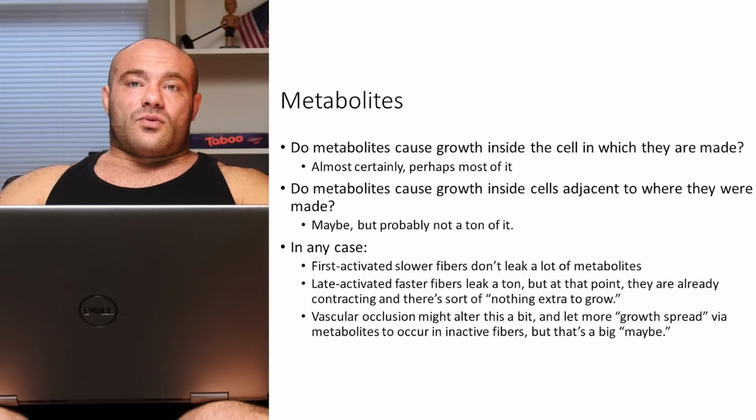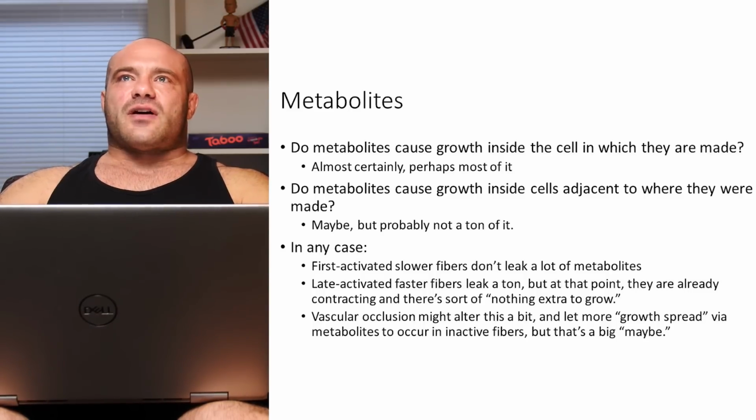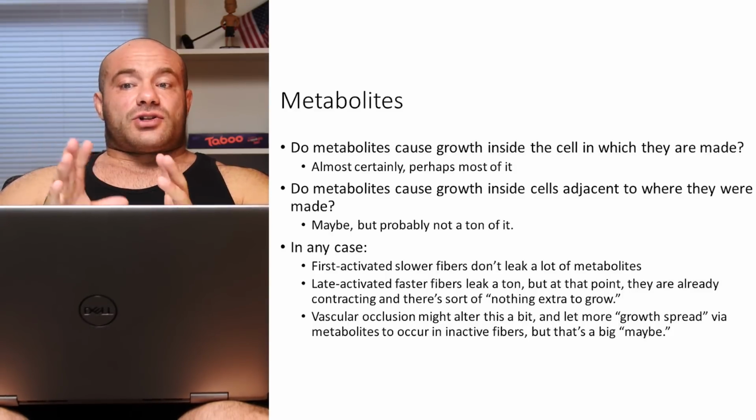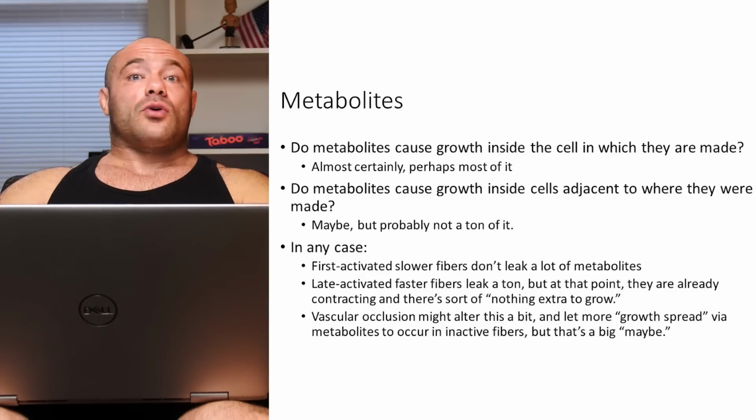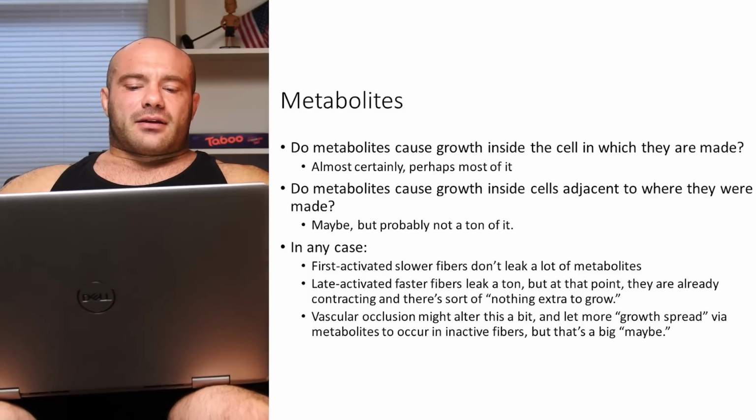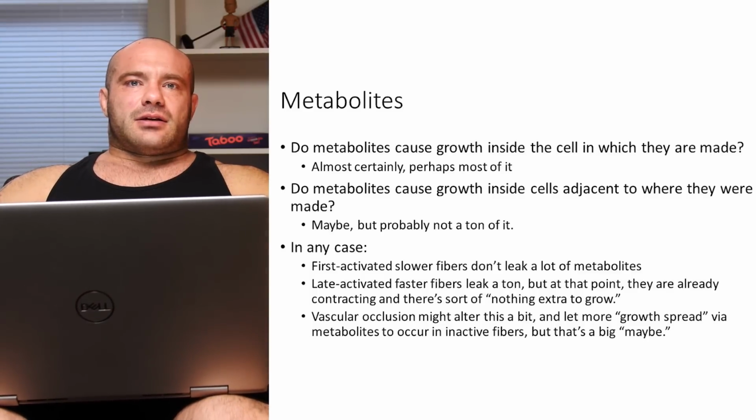So we could say, okay, we're going to use the slow twitch fibers to make a bunch of metabolites. Those metabolites are going to cross over and cause growth in the faster twitch fibers. So we never really need to go super close to failure or go heavy, because we can just get that translocation of metabolites. Well, problem is the slower fibers don't leak a lot of metabolites. So there goes that, right?